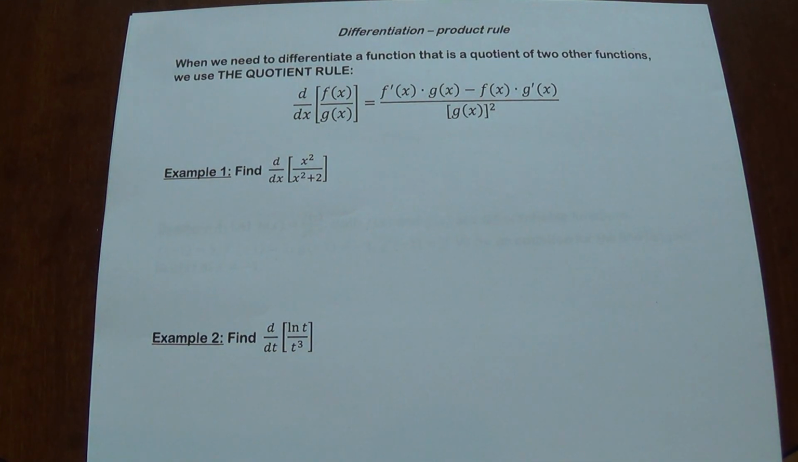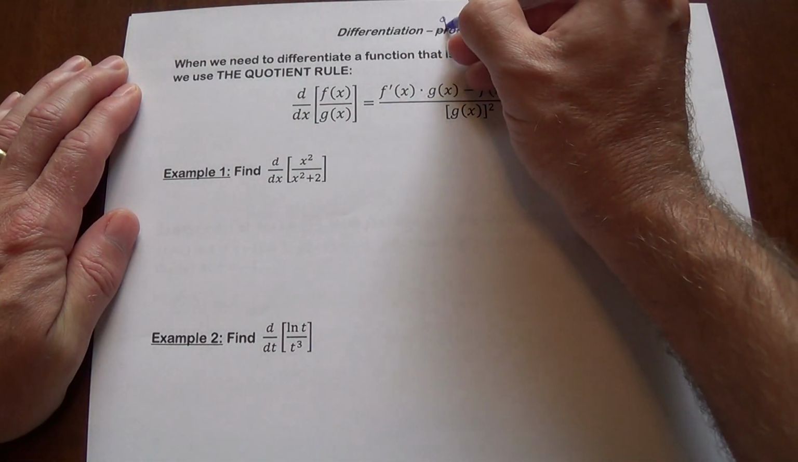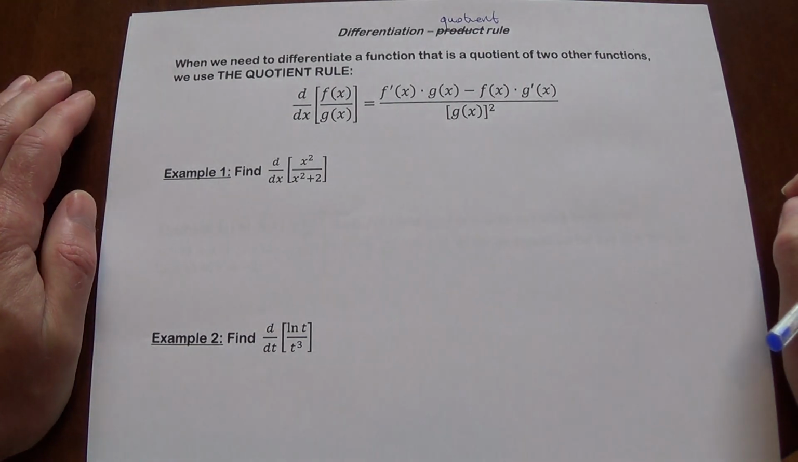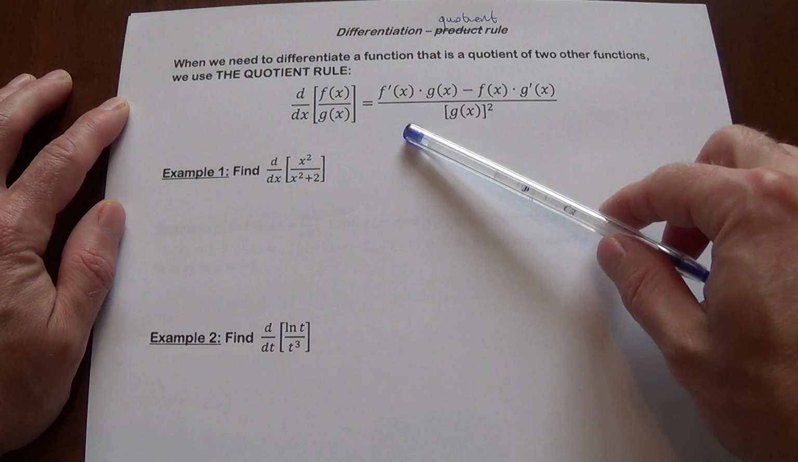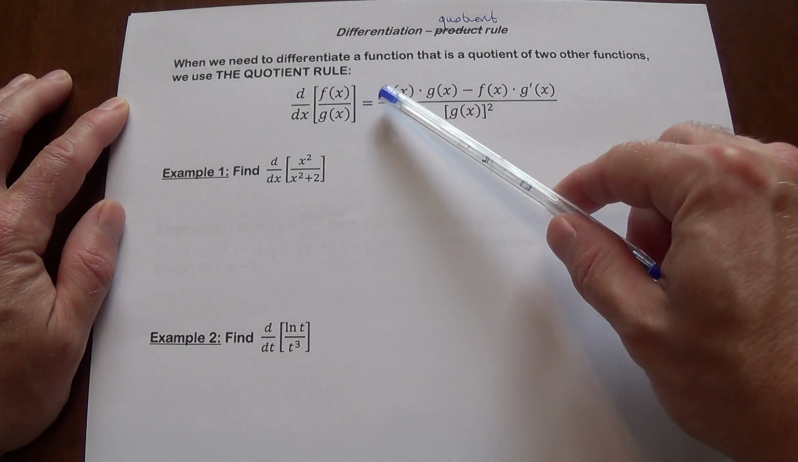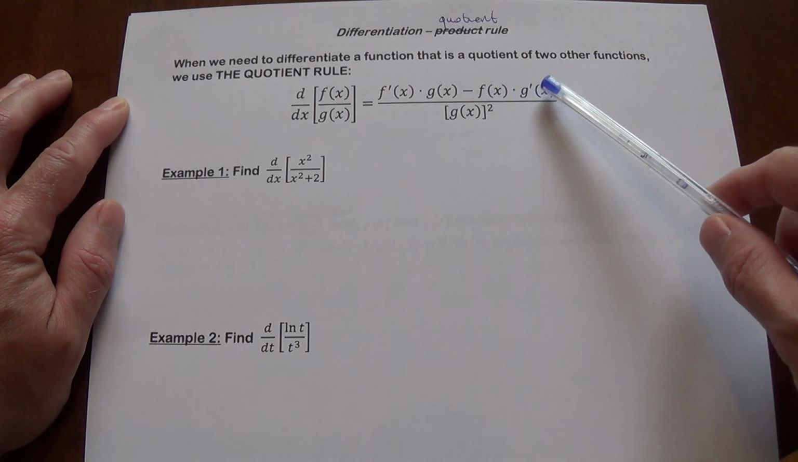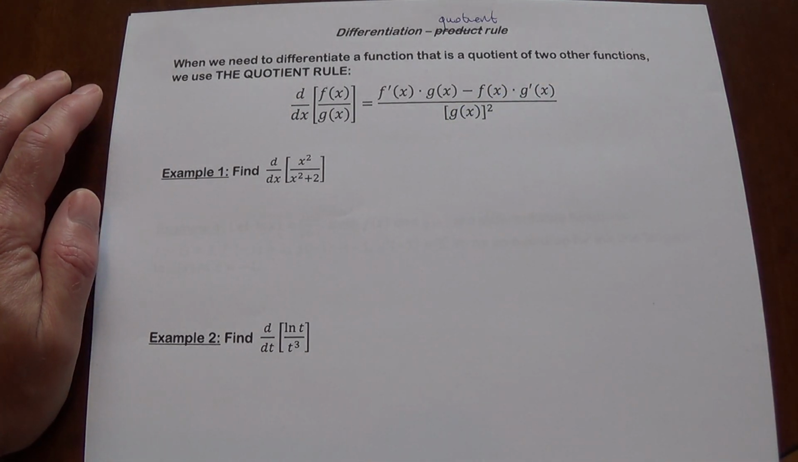Hi, today we're going to talk about how to differentiate using the, sorry, I should say quotient rule. This is when you have a quotient of two functions and you try to find its derivative. So this is the rule. For f over g, the derivative is f prime of x times g of x minus f of x times g prime of x, all over g of x squared.